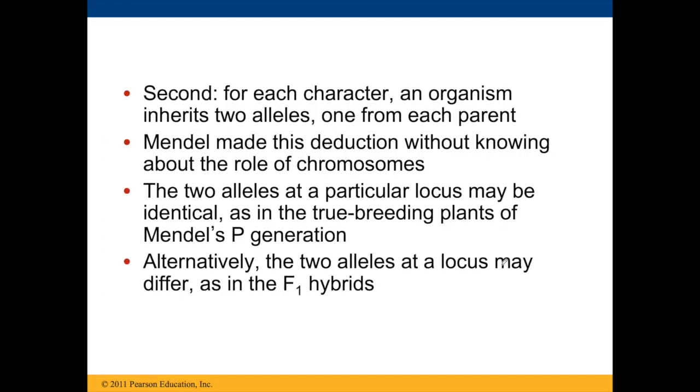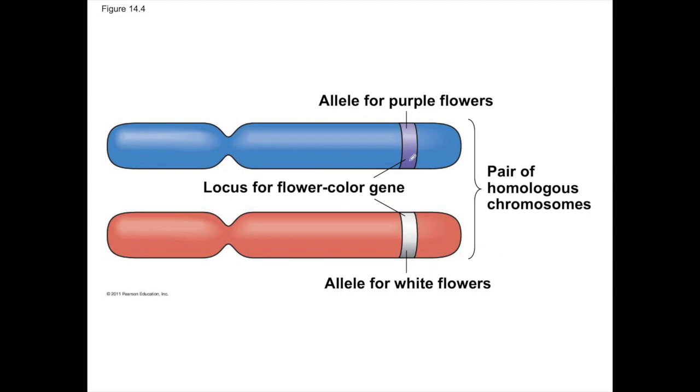Now, Mendel didn't know about chromosomes. He didn't know the genetic information was passed from one generation to the next through the chromosomes, through the gametes. However, because of the results he obtained, he said, this must be what's happening. You must have two copies of every character. One copy must come from the mother, and one copy must come from the father. I don't know how, but this is what must be happening. Now, as I mentioned, you can have two of the same copy.